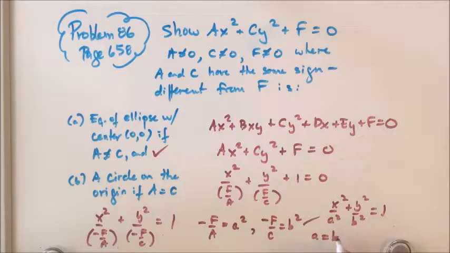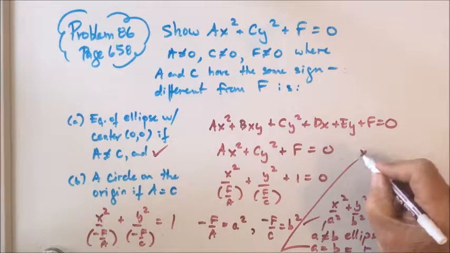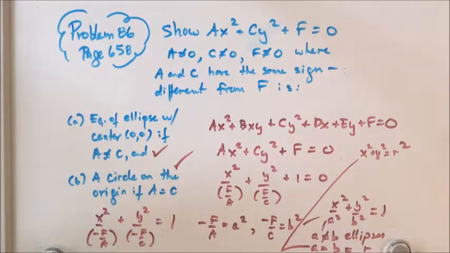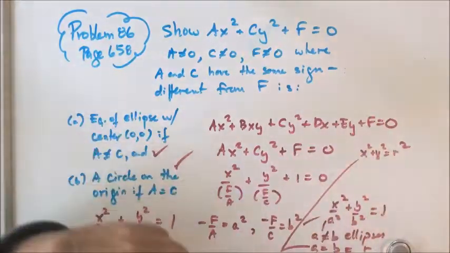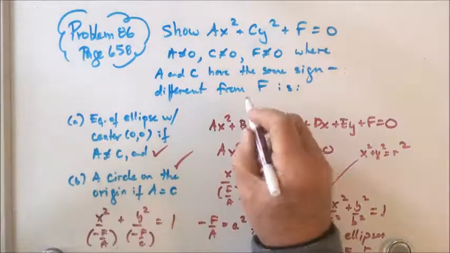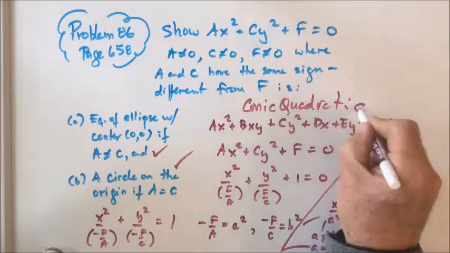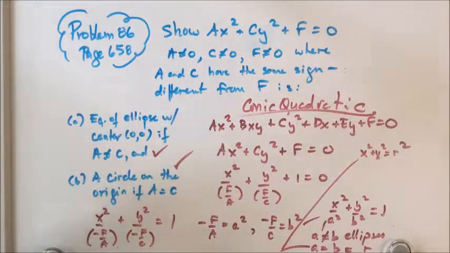And if a equals b, I'll call them both r. Then I can write this one more time as x squared plus y squared equals r squared, and that's a circle. So that's the type of machinations that get involved with this conic quadratic. And that's what the author expected of you for problem 86.